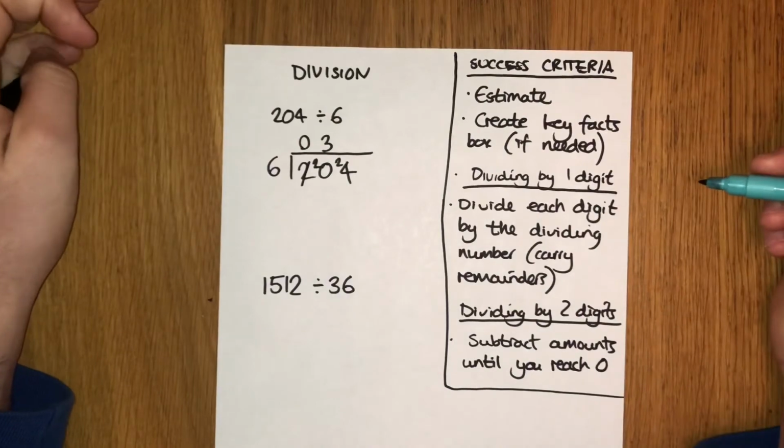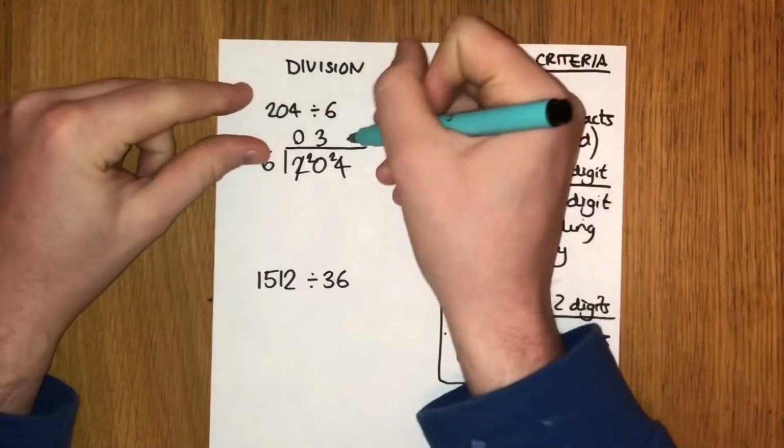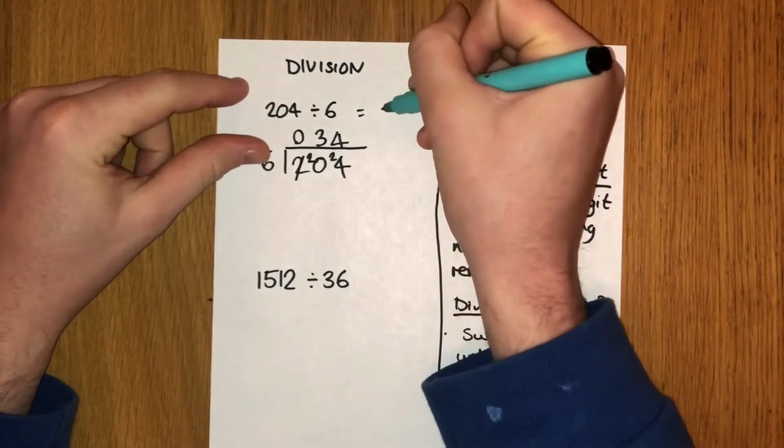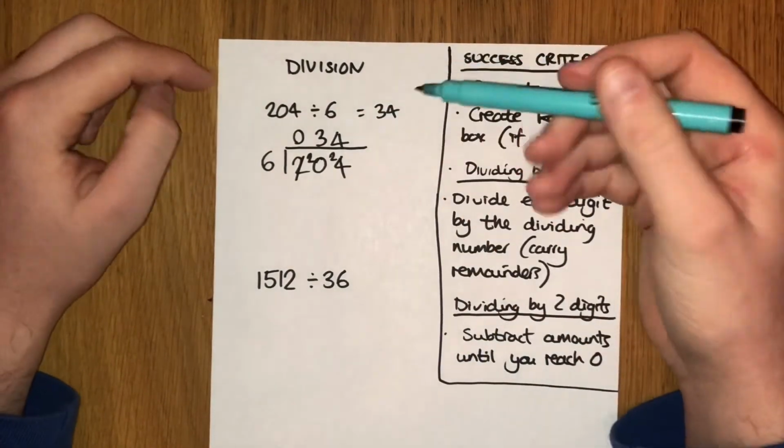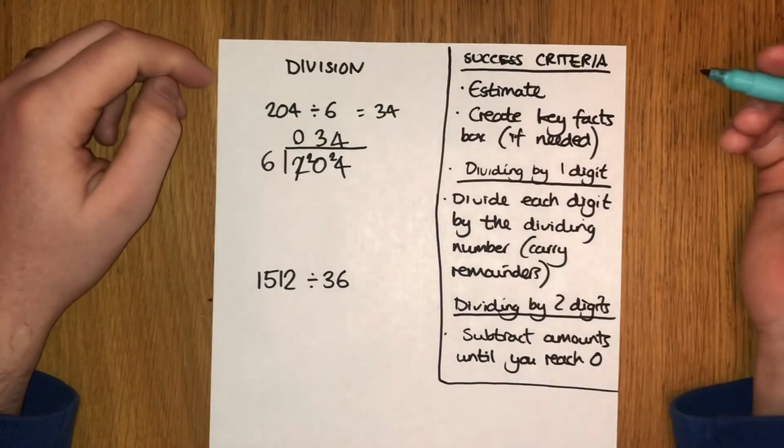How many 6s go into 24? 6, 12, 18, 24. 4. My answer is 34. And 6 times 30 will be about 180. So yeah, I'm happy with that being right.